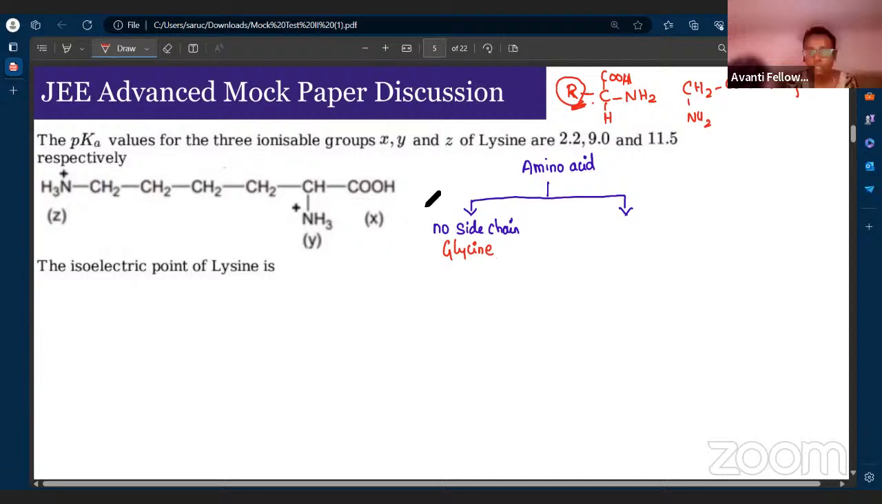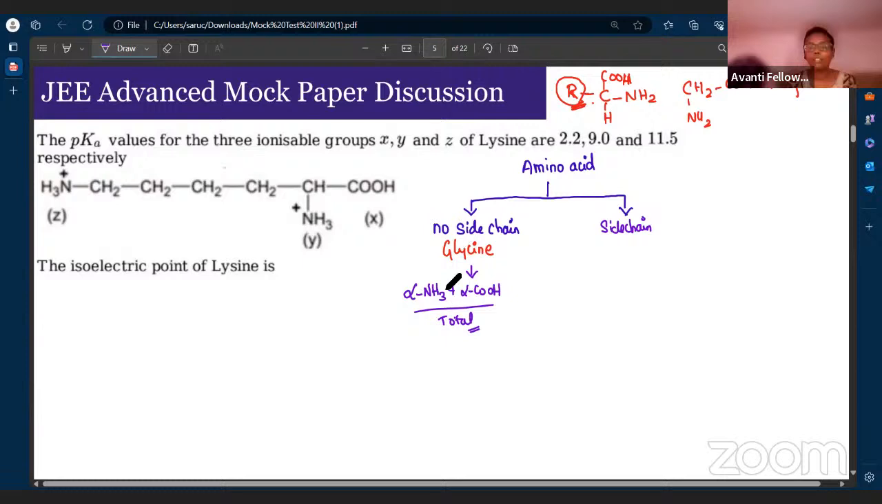All the other amino acids have a side chain. So for glycine alone, what you have to do is, it is not ionizable in the side chain, so you have to take the average of alpha NH3 and alpha COOH. The total will give you the average.